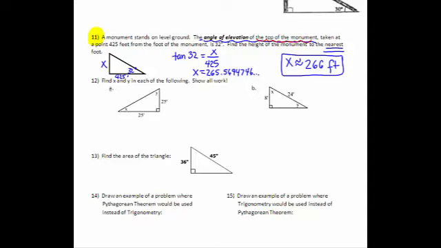Even though it says the angle of elevation of the top of the monument, what that means is if you are standing on the ground, the angle of elevation that you have to look up to the top of the monument, it's really that angle of elevation to the top of the monument, taken at a point 425 feet, is 32. So in this case, I do not have the hypotenuse, so we know it is tangent, and I can just set that up and solve it like we did a couple of days ago.